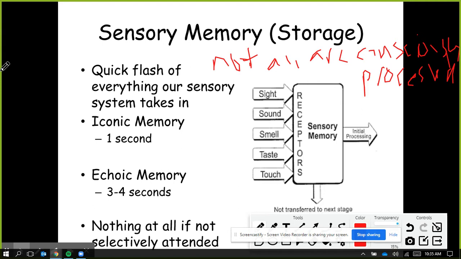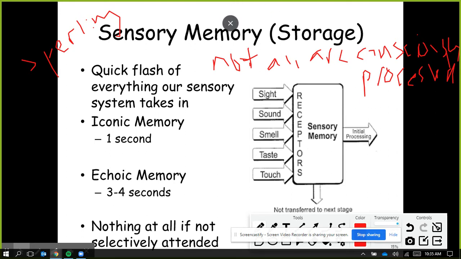So this was discovered by a guy named George Sperling, where he did an experiment, and we're going to do this, where he flashed 12 letters for a split second, and he wanted to see how many of the 12 letters that he flashed to a participant they were able to remember. All right, and so we're going to do this here in a sec.